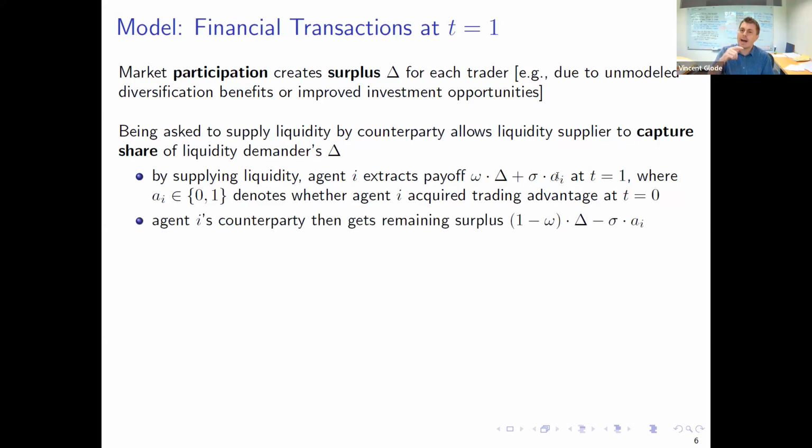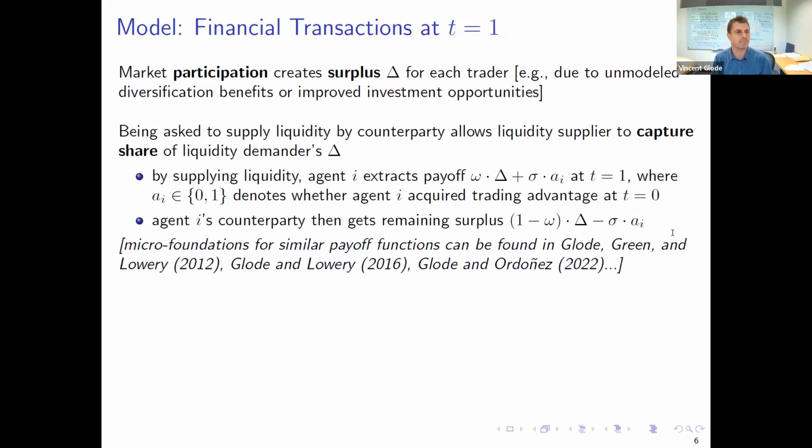That means the counterparty of agent I is left with the remaining surplus, 1 minus omega share of delta minus the term that the liquidity supplier is able to extract from acquiring the trading advantage. And we have micro foundations in various papers of payoff functions that look like this, but here we prefer to stick with a reduced form like this and move on with the equilibrium feedback effects.